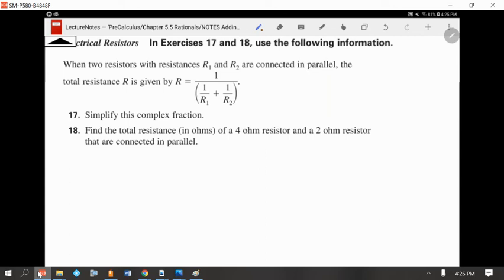Connected in parallel, your total resistance is 1 divided by 1 divided by R1 plus 1 divided by R2. So the resistances are R1 and R2.